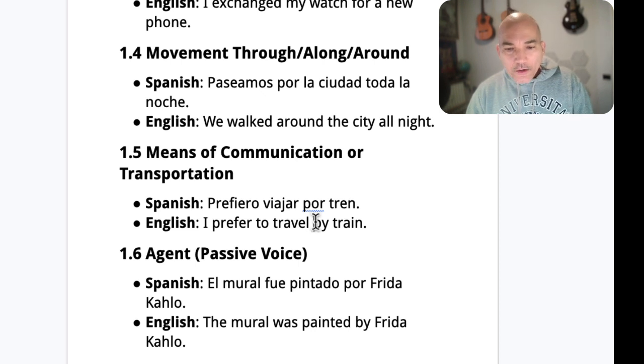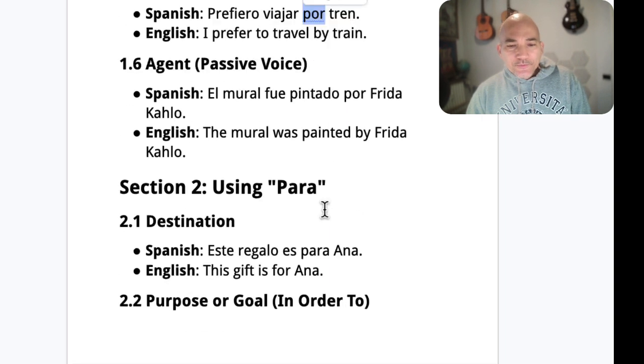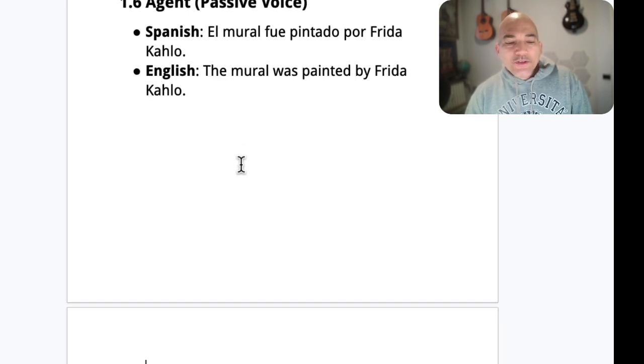So, this by here, as you can see, coincides with por, like in the passive voice. So, agent of passive voice, as I told you before. El mural fue pintado por Frida Kahlo. The mural was painted by Frida Kahlo. So let's take a look now when to use para.